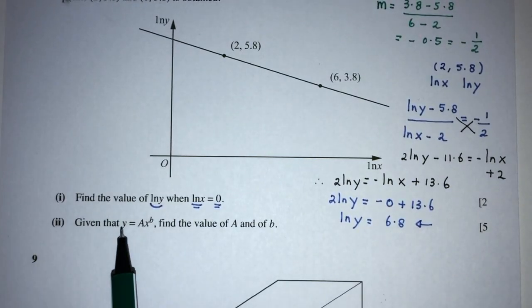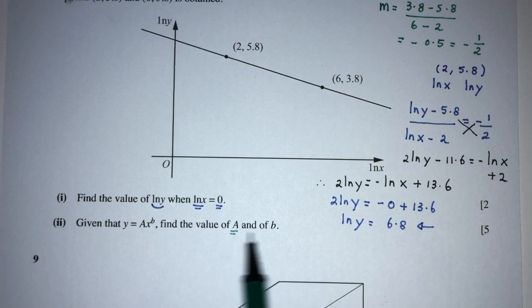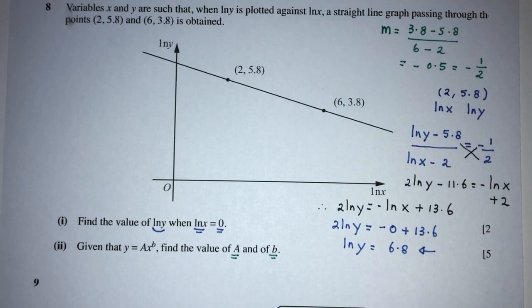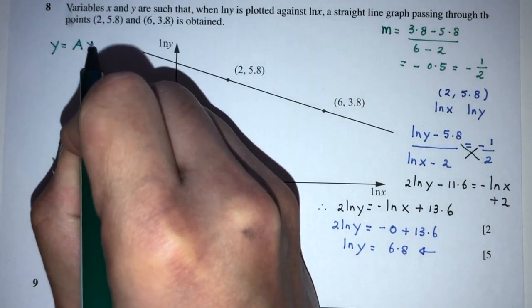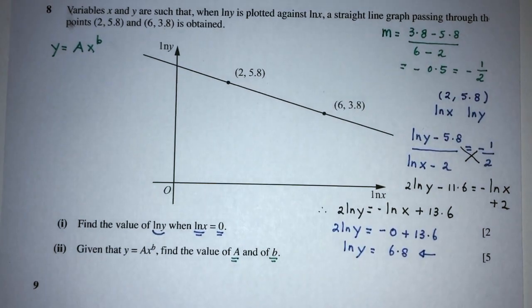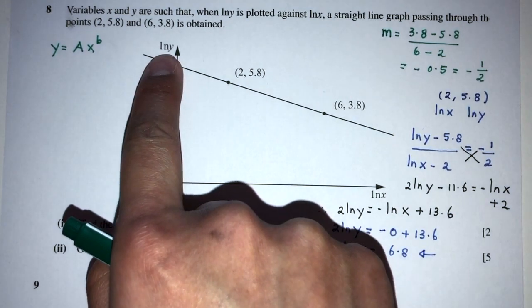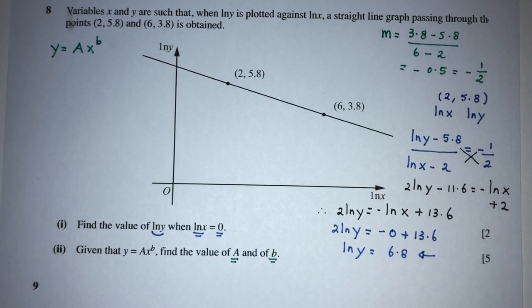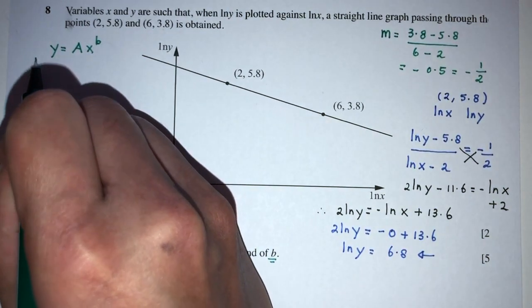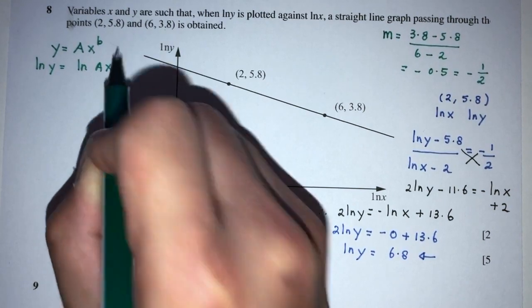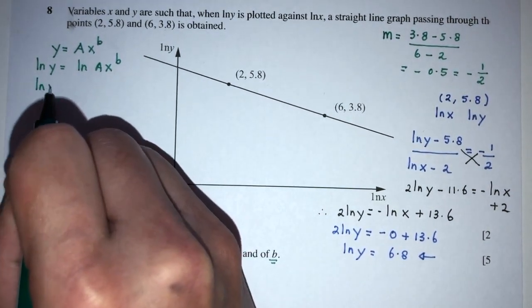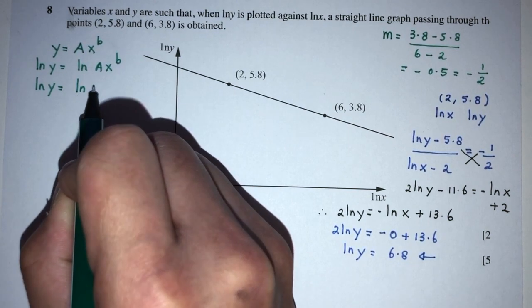Given that we have y equal to ax power b, find the value of a and b. One by one. At first we know we have y is equal to ax power b. Now, as you can see, we have changed the x and y to ln of x and ln of y. So how can you do that? We have to apply ln on both sides. You will have ln of y is equal to ln of ax power b. Simplify, you will have ln of y has to be ln of a.